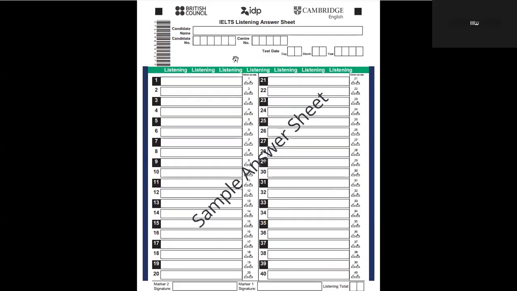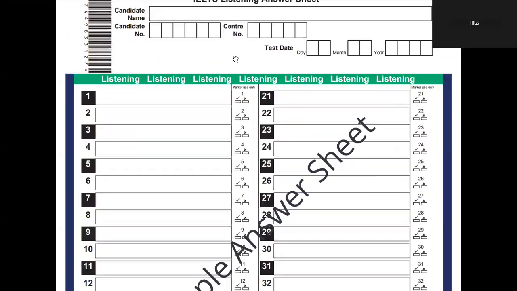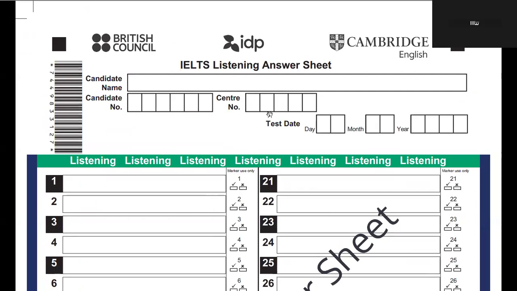Okay, you will have a paper like this exactly. British Council, IDP, and Cambridge English are the founders of the IELTS, or the places that present the IELTS exam. The candidate name is your name, Abdurrahman, you write it in English. The candidate number goes from the left to the right, and the center number from the left to the right. And here, the day of the test, if it's 20, so 20.